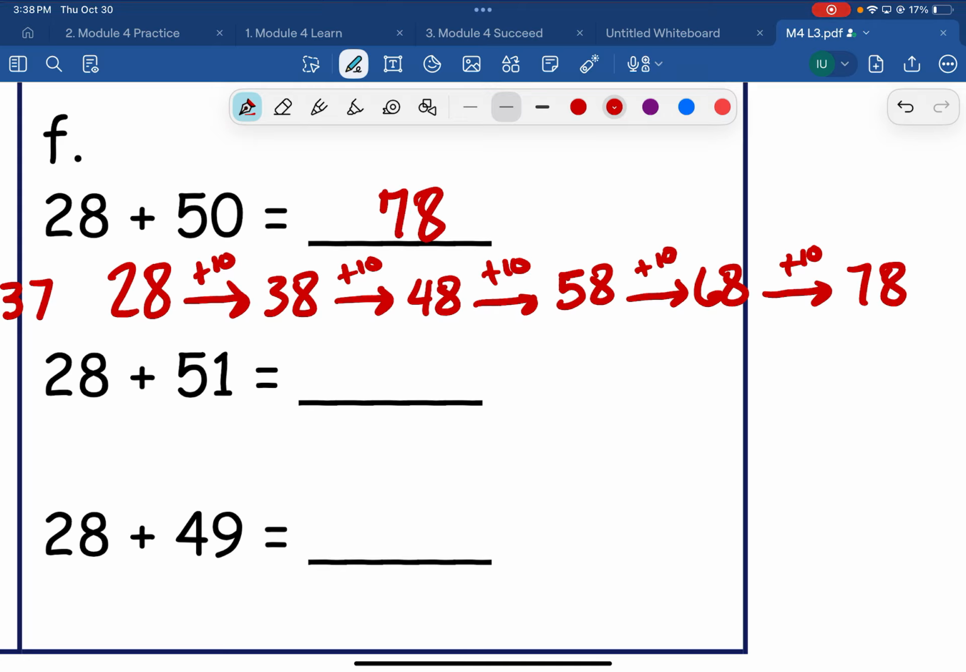28 plus 51 is adding one more, so our answer increases to 79. 28 plus 49, well, we're actually decreasing 1. So instead of 50, we're decreasing 1 to 49. So then your answer will decrease to 77. Okay?